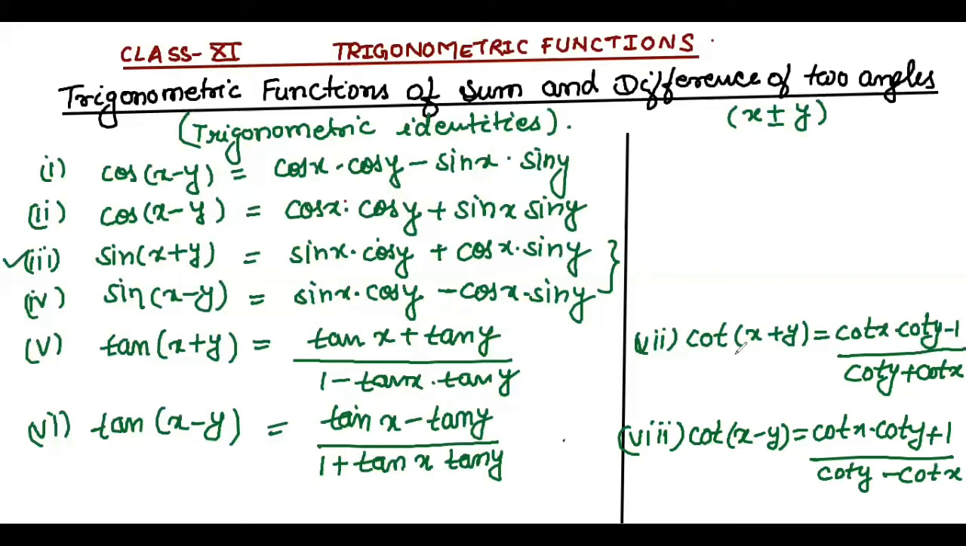So very easy to remember all these. If you are remembering cot x plus y identity, then we can remember easily cot of x minus y. Similarly, if you are remembering tan of x plus y, it is easy to remember tan x minus y. Then in cos also, in sine also, it is the same. So you have to remember all these. Now we'll proceed to next.